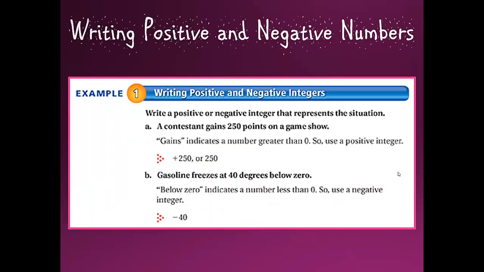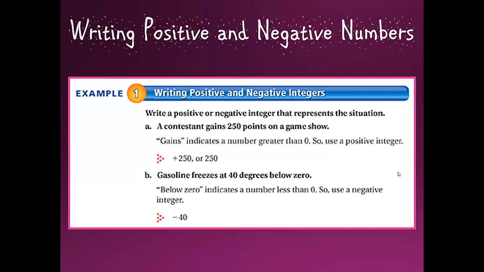Now we're going to look at our first example. We are writing positive and negative numbers. Write a positive or negative integer that represents the situation. A contestant gains 250 points on a game show. Gains indicates a number greater than 0, so use a positive integer. So we can write plus 250 or just 250.